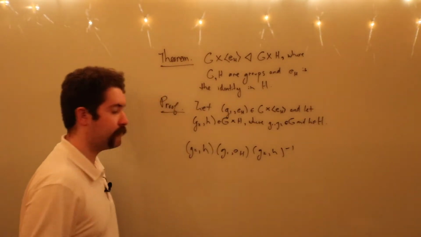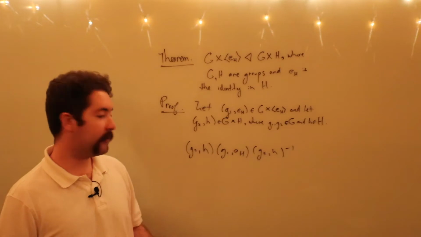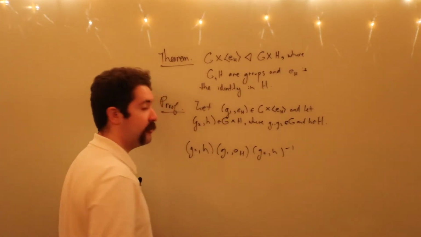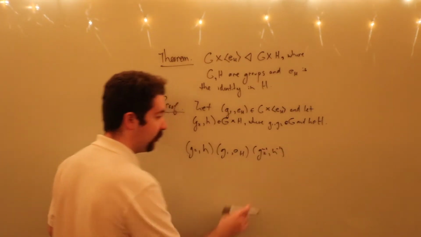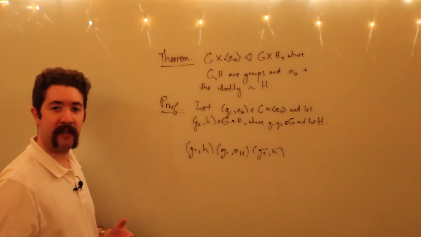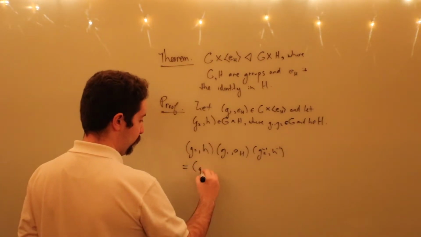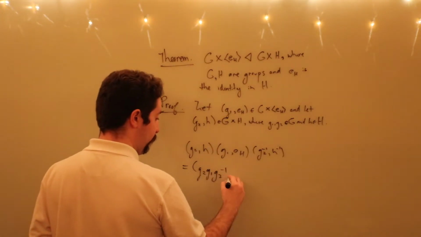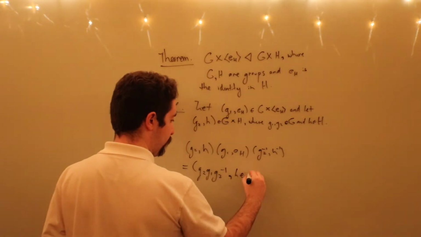g2, h inverse. And we proved a lot of theorems about direct products in an early video, so you might want to go back and review that. But we've shown before that the inverse of this direct product element is going to consist of the individual inverses. All right, and then we're just going to have element-wise, coordinate-wise if you like, multiplication. So this is going to be equal to g2 g1 g2 inverse, comma, h e_H h inverse.